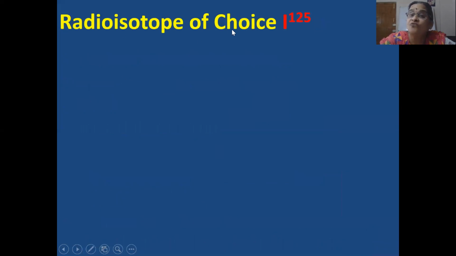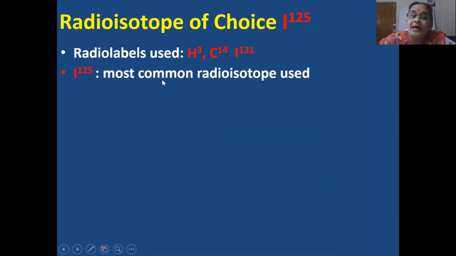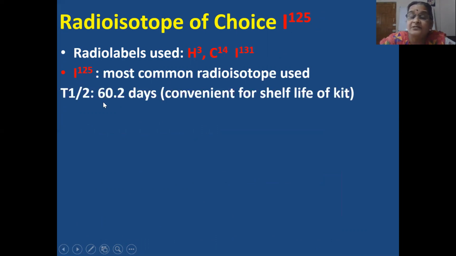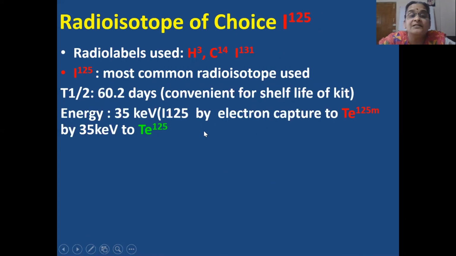Now, the radioisotope of choice is iodine-125. Other isotopes were tritium, carbon-14, and iodine-131, but the most common or ideal isotope is iodine-125 because its half-life is 60.2 days, convenient for the shelf life of the kit. Its energy is also very low and very safe to use, 35 keV.